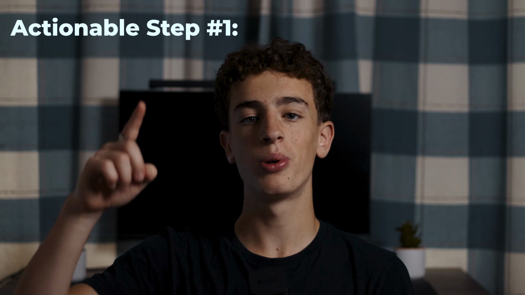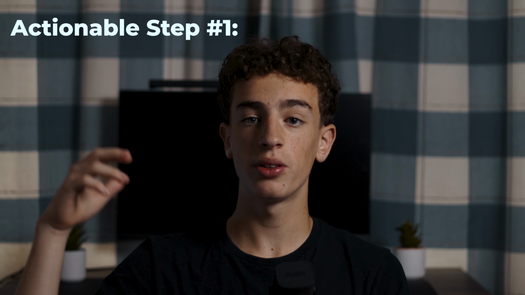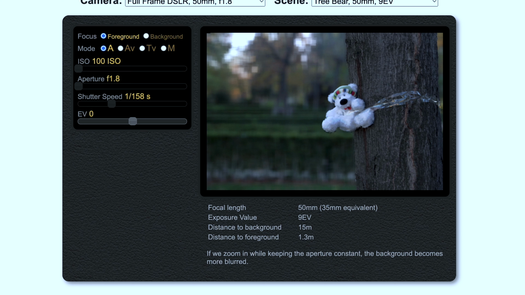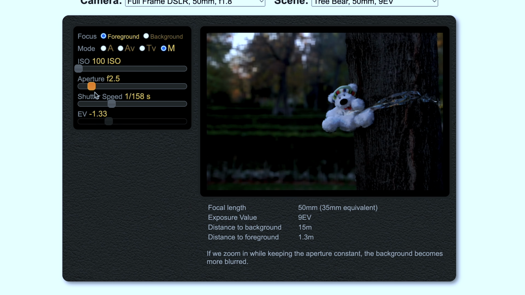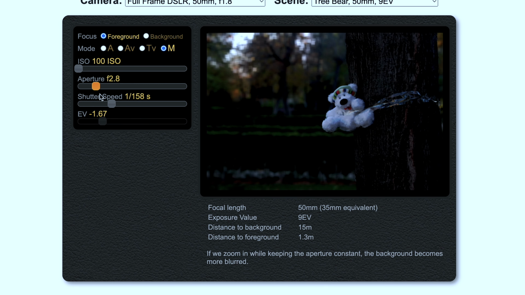So actionable step number 1, grab your camera, or you can check out the link in my description, which is for a camera simulator. Essentially, all you should do is go into manual mode and play with the aperture and see how it affects the background of the image and its depth of field, as well as the brightness.